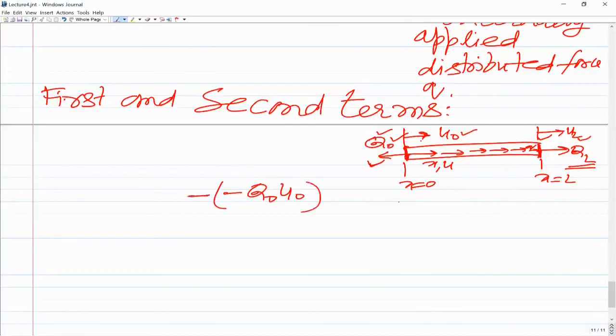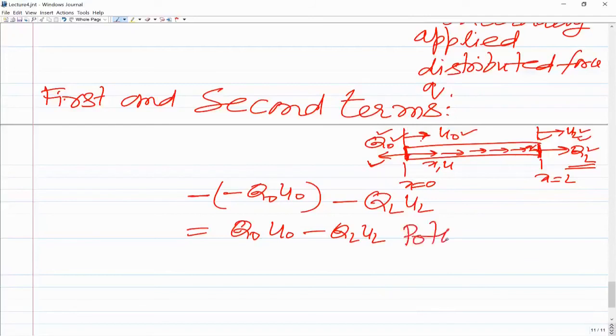Then if you look at the other term, the force ql and the displacement ul are in the same direction, so their work done is ql into ul, which is positive, and potential is the negative of work done, so we put a minus sign over here. So finally you get this as Q naught into u naught minus ql into ul. So this is the potential of the forces.